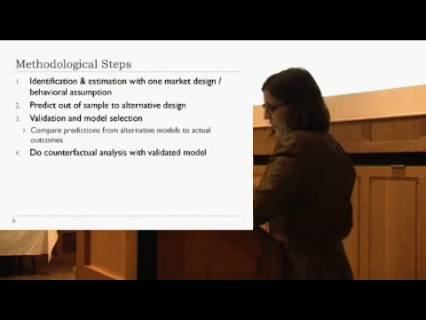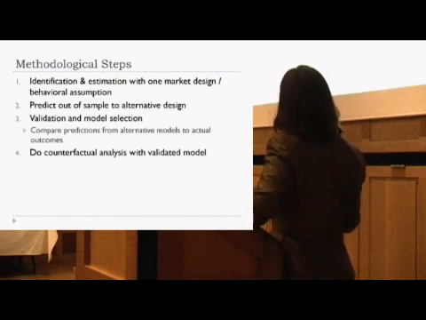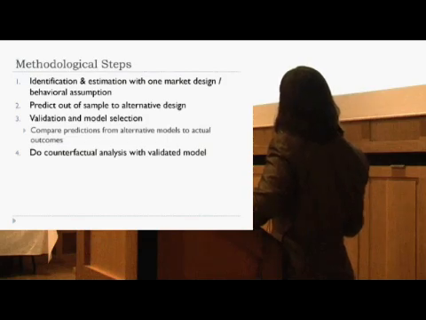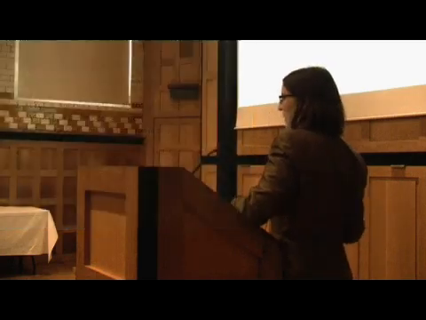So, methodological steps. We're going to take identification and estimation with one market design or behavioral assumption, predict out of sample to alternative designs, and do validation and model selection. I talked already about validation. By model selection, I'm going to compare the predictions from alternative models to actual outcomes, to say which model fits better, collusion or competition. And then once I'm happy with step 3, everybody believes my counterfactual analysis and I can go to town.